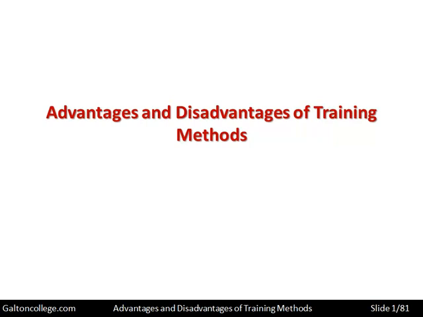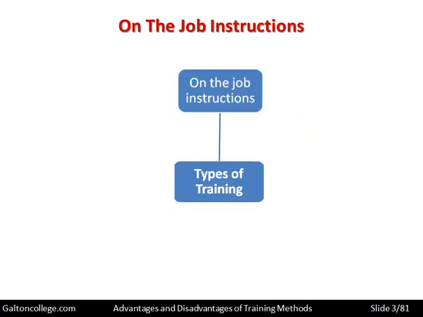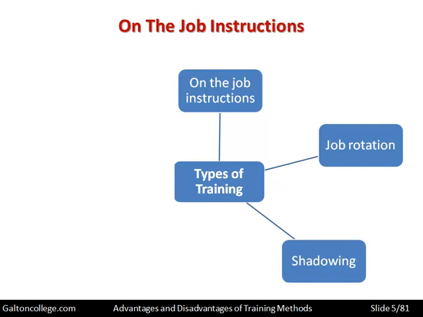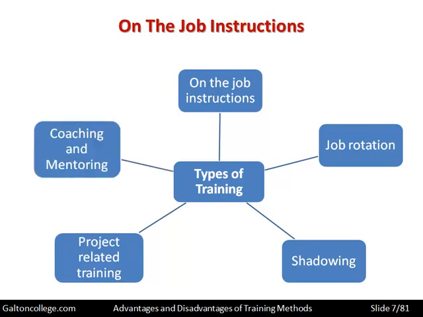So let's start talking about training methods, look at the advantages and disadvantages of each. First of all, we'll start by talking about the types of training. Well, we have on-the-job training, on-the-job instructions. We have job rotation as a type of training. Shadowing, and I'll talk about what's meant by all of these later. Project-related training, and coaching and methods. So we have different types of training we may identify.